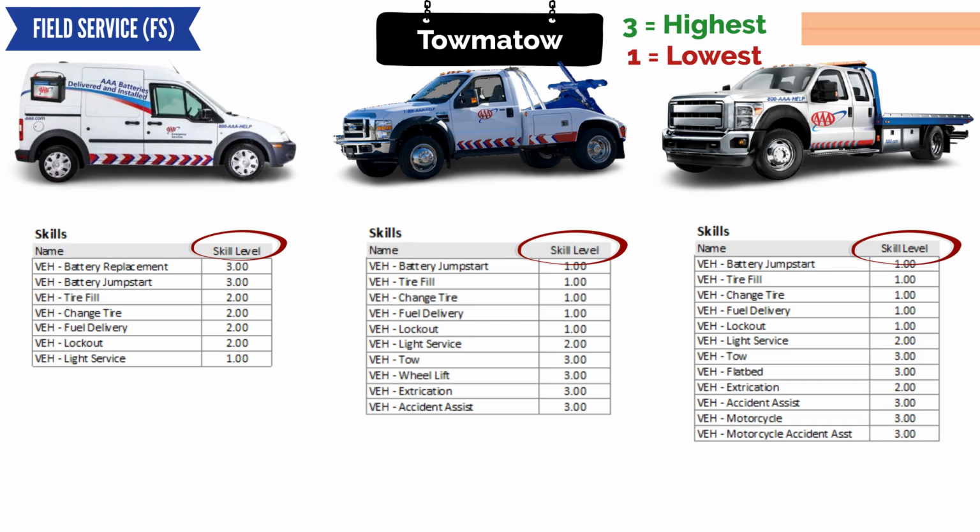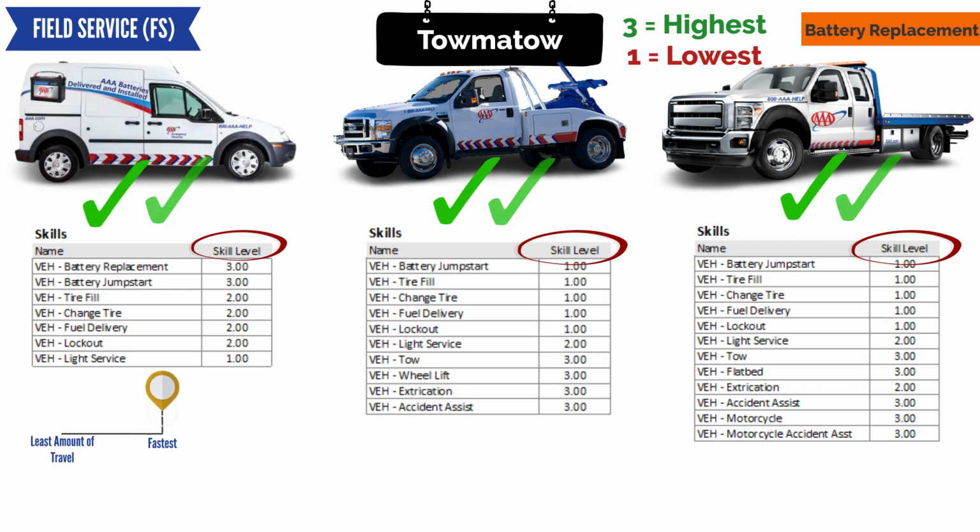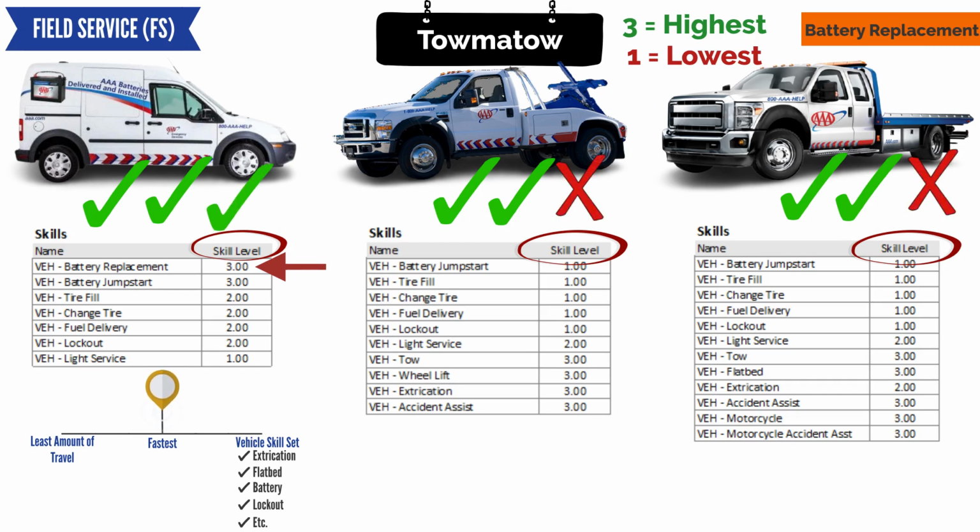Suppose a call is received that is for a battery replacement. Let's see which vehicle will receive the service appointment. Based on the formula, fastest and least amount of travel miles, all 3 of these vehicles would be considered, because they are all currently parked in the same parking lot. Next, let's look at the vehicle skills. Only one vehicle can do battery replacement. Therefore, the first vehicle will be the one dispatched to the service appointment.